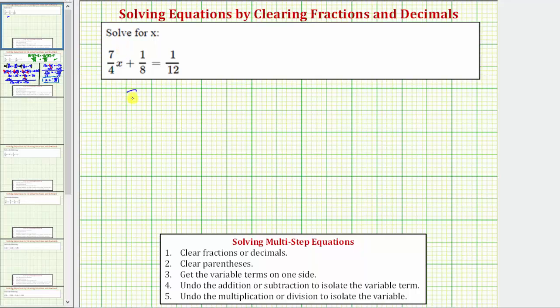We want to solve the equation 7/4 x plus 1/8 equals 1/12. The solution is a value of x that satisfies the equation, which means the solution is a value of x that makes the expression 7/4 x plus 1/8 equal to 1/12.